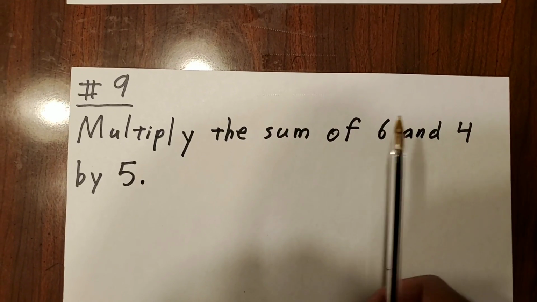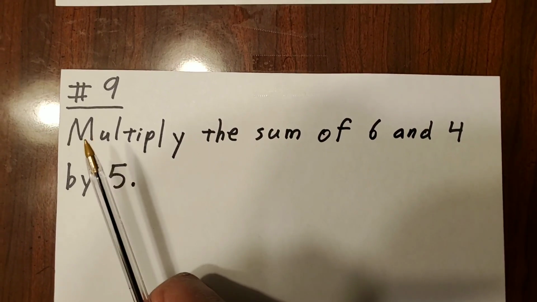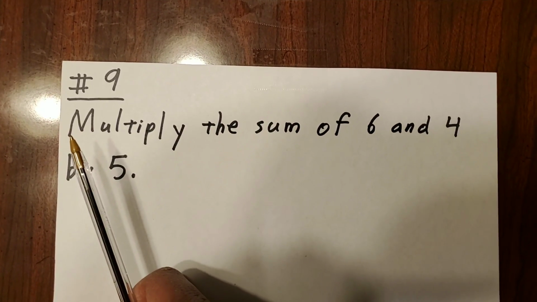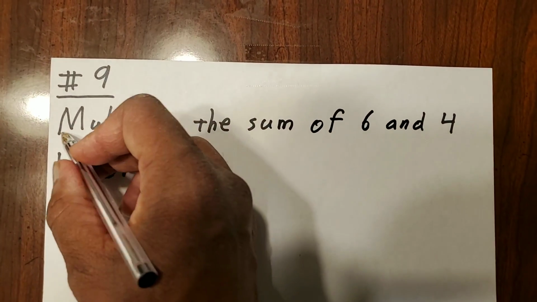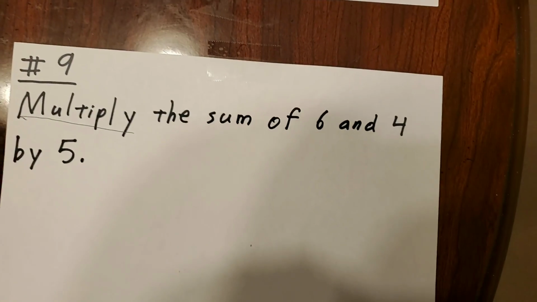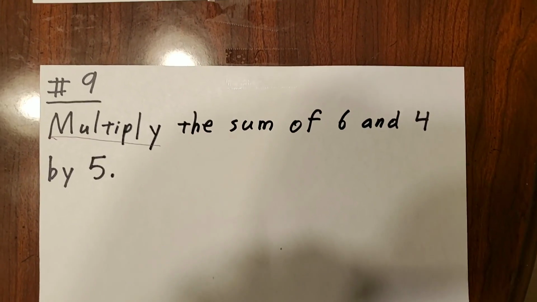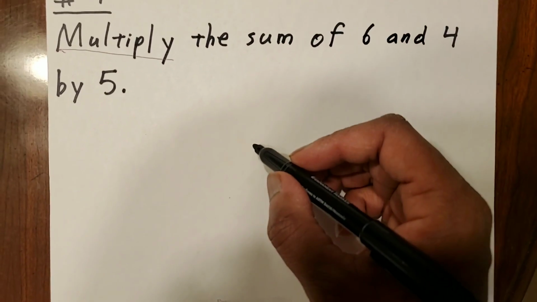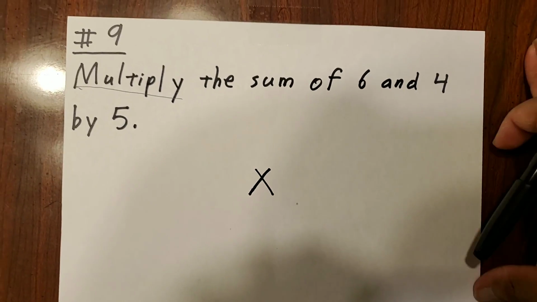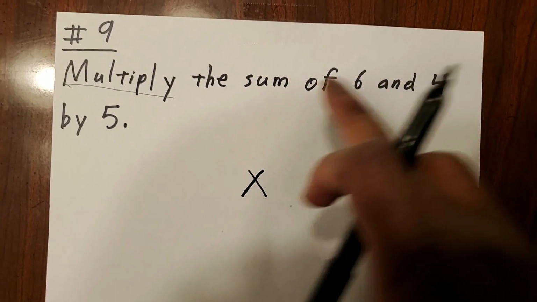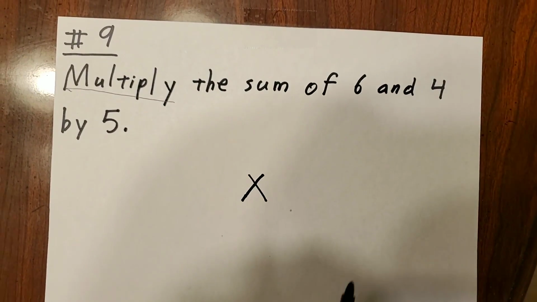Multiply the sum of 6 and 4 by 5. Let's look at the very first thing that it tells us to do. Multiply. So when it says multiply, what sign do I use when I multiply? Use the times sign. Multiply the sum of 6 and 4.